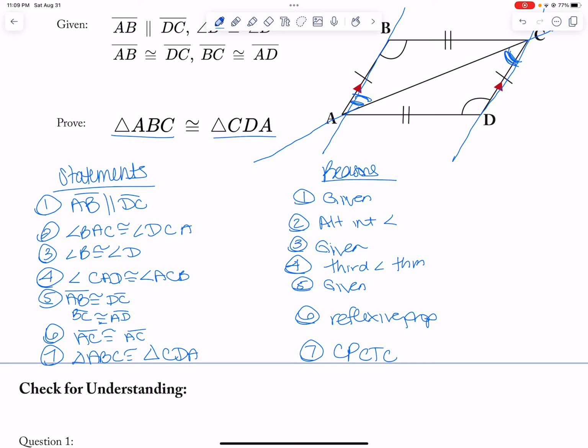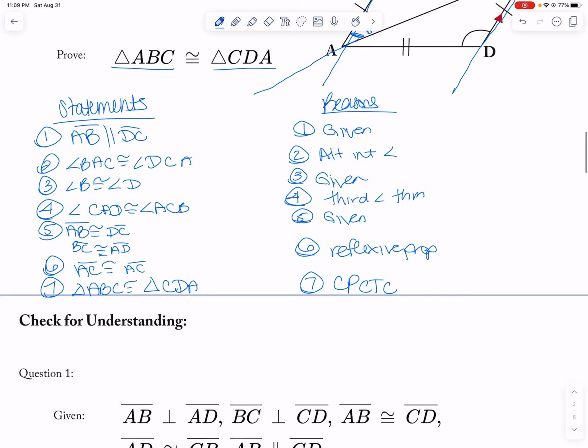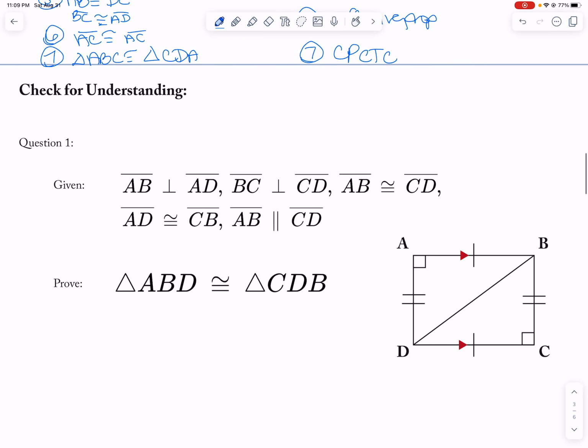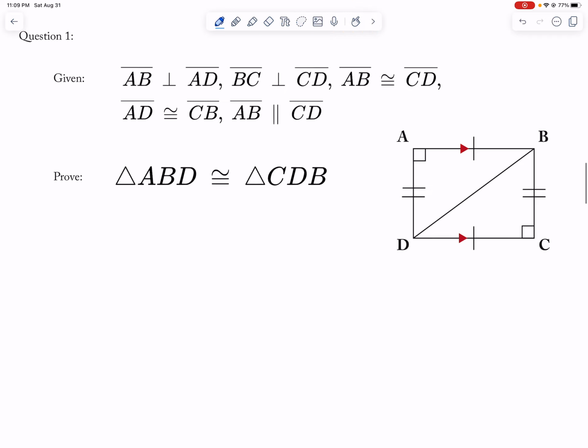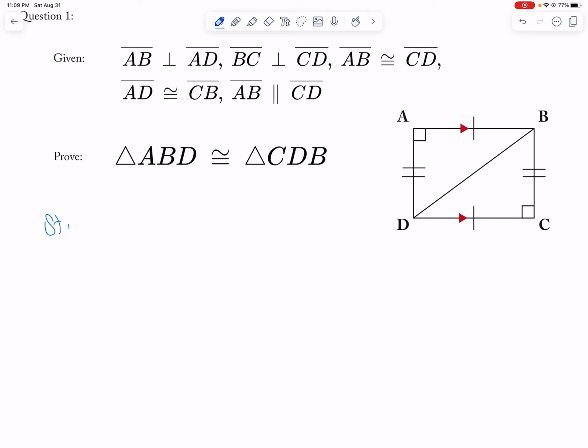Okay. So now we're at the check for understanding part. If you want to go ahead and pause the video right here, and then just check and see afterwards if you got the same answer that I did. So go ahead and pause the video right now. All right, so let's see what you got. So let's see, statements, reasons.